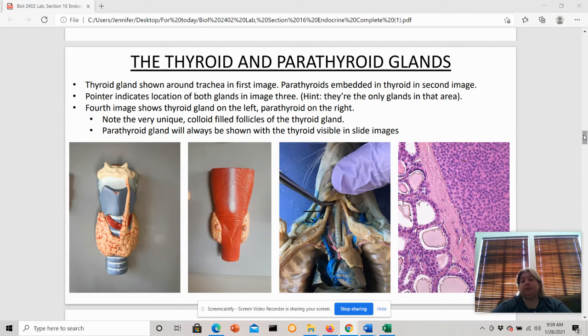All right, we're still in the endocrine system and we're moving on to the thyroid and parathyroid glands. That's all we're going to cover in this section. So let's go ahead and look at these endocrine organs.